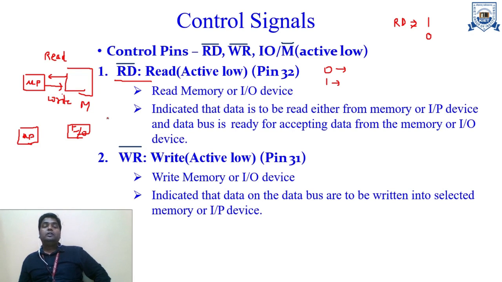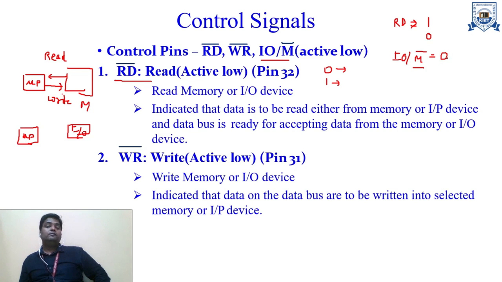So if we want to discriminate that, for that purpose we generally use the third pin, that is IO/M complement. When this IO/M complement value is equal to 0, that means, if we are talking about memory, memory ka complement. So what does it mean? That is your active low signal.